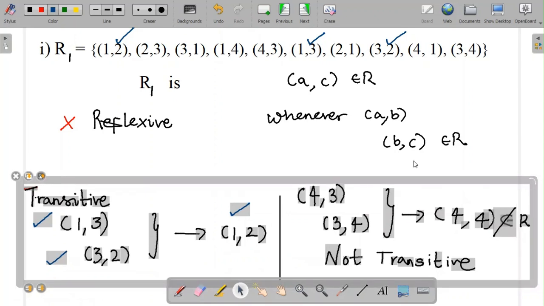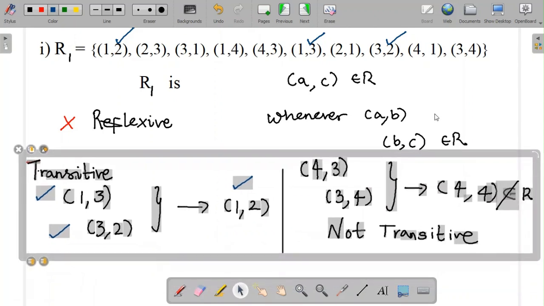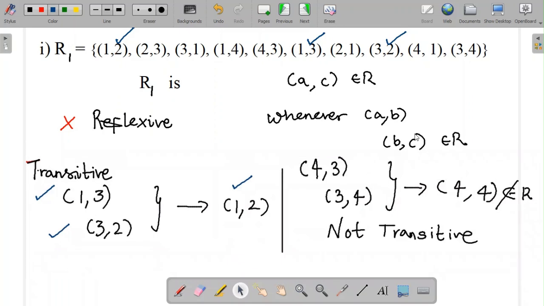Checking for the transitive nature is a time-consuming process, so we'll consider different choices of a, b, and c. When we pick (4, 3) and (3, 4), we must also find the pair (4, 4) belonging to the set, but that's not the case. We have (4, 3) over here. We have (3, 4) over here, but the ordered pair (4, 4) is absent, and therefore our relation is not transitive. So it has failed to meet two of the three conditions. It is not reflexive, it is not transitive. Let's explore further.